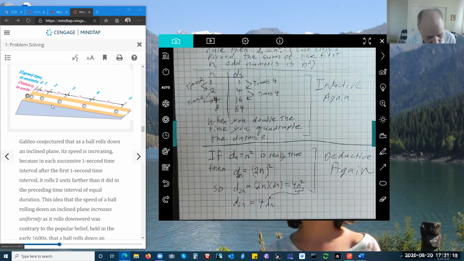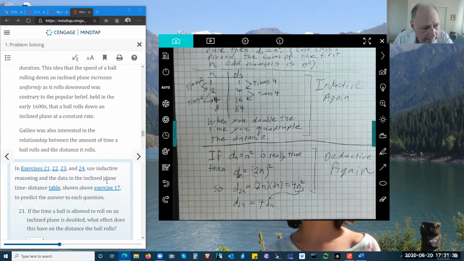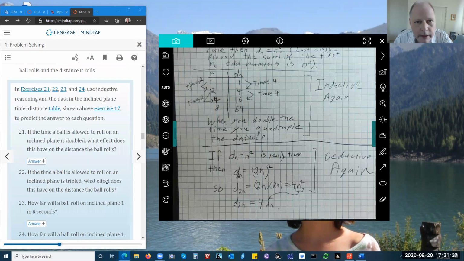All right. So the point that the textbook is making with this series of examples is that to do really good problem solving, you're going back and forth using both kinds of reasoning. And I think that's what they're getting at. So you want to recognize which kind you're doing and deliberately use both.